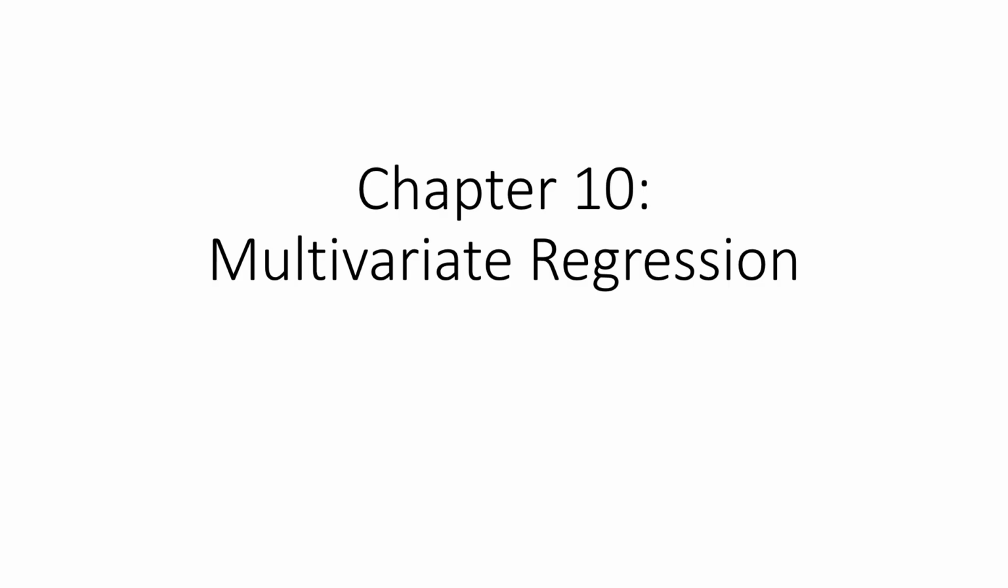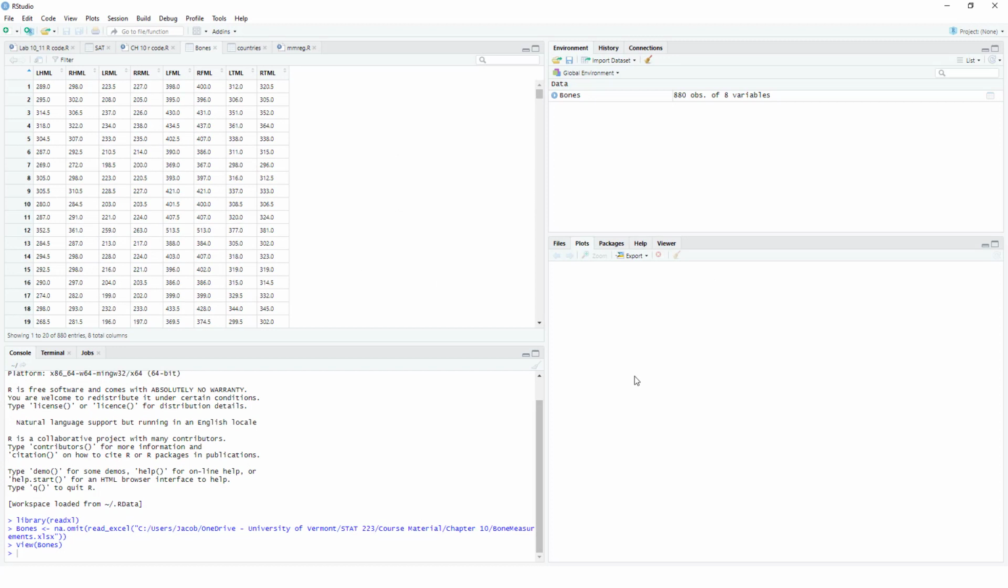So these videos in this section are going to be going over multivariate regression, both when we have a single response variable, which is usually just called multivariable regression, and multivariate regression, where we have multiple response variables. And the example we're going to be looking at is the same bone data that we had for the homework in chapters 8 and 9, but now we have 8 different bone measurements, 4 different bones, both on the left side and on the right side.